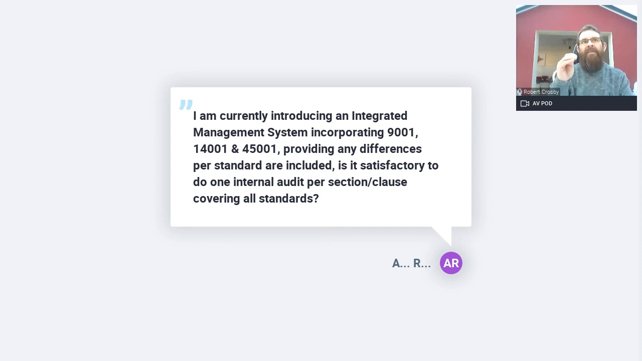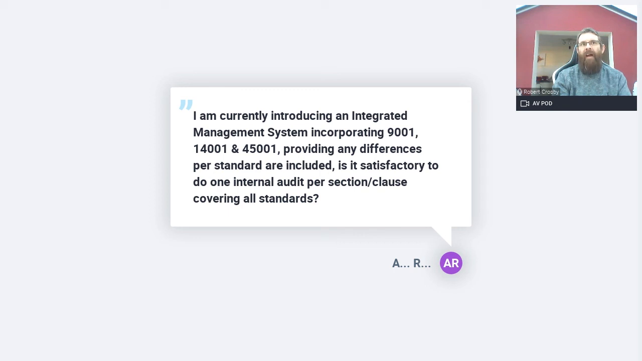You've got slight variance. A lot of the variance comes in under section 8, operations: under 9001 there's a lot more to do than there is in 14001 and 45001. So yes, it is okay to do integrated audits where the clauses align. So policy, yes, you can audit that as one audit and audit your three policies. Job done.